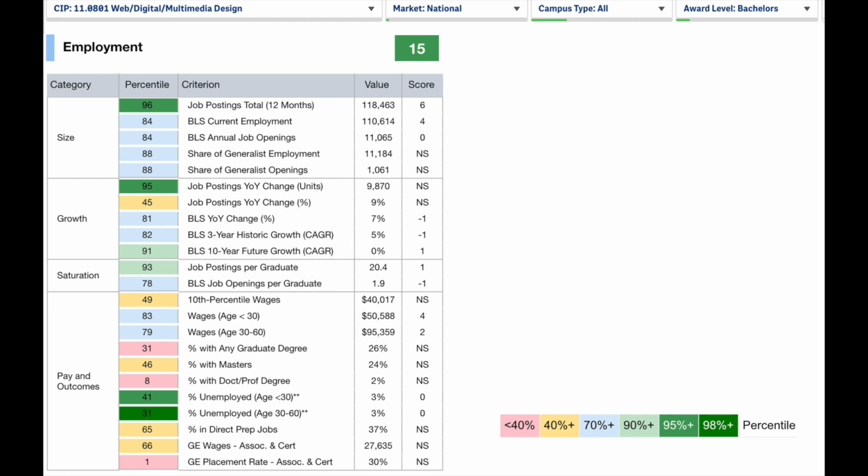BLS historic compound annual growth rates, or CAGR, are moderate. Unemployment rates are low for bachelor's degree holders. Both saturation metrics, job postings per graduate especially, indicate ample opportunities for graduates. For those employed in a related occupation, the BLS 10th percentile wages, a proxy for entry-level wages, are at about the median. Wages, specifically for bachelor's degree holders in web and multimedia design, report higher wages. The majority of bachelor's degree holders do not go on to obtain a higher degree, with 24% obtaining a master's and 2% a doctorate.